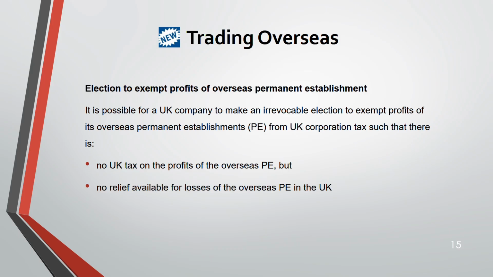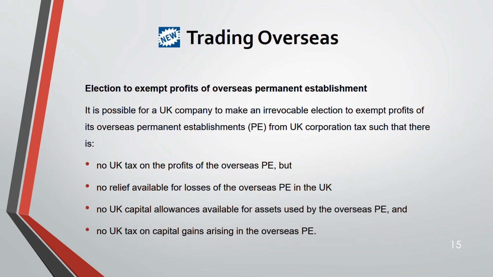But see, you are getting one benefit, you are losing another benefit. What is it? You are not going to get any relief available in the UK for the losses of that overseas permanent establishment. You can't carry it forward against UK profit. The overseas permanent establishment losses will remain there itself, no relief for it. And another disadvantage, you will not get UK capital allowances either, on assets that are used by the overseas permanent establishment. And no UK tax on capital gains arising overseas. That's an advantage. No UK tax on capital gains arising in the overseas PE.